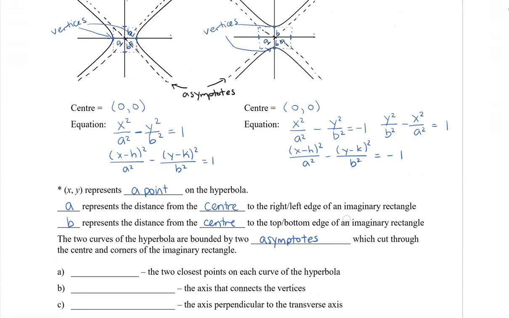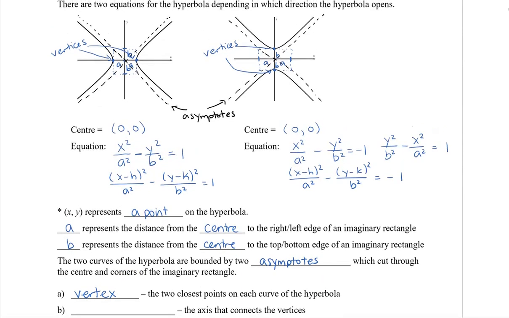Now, some terms that we need to know in addition to the asymptotes. Actually, the first one is a vertex. So these are the two closest points on each curve of the hyperbola. So these are the vertices, or the vertex for one. So the vertex, or the vertices, are always connected to the hyperbola. So they're always on the hyperbola. So here and over here.